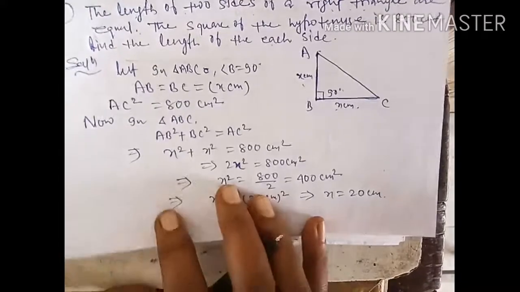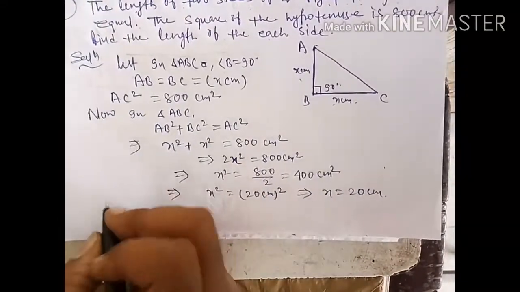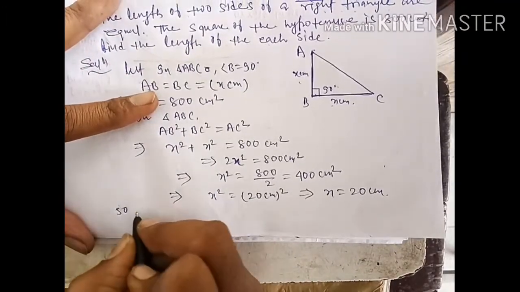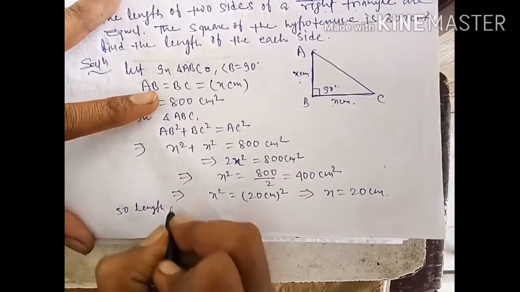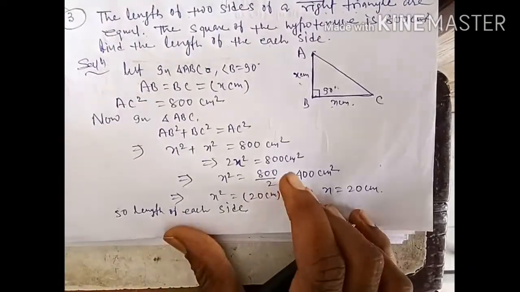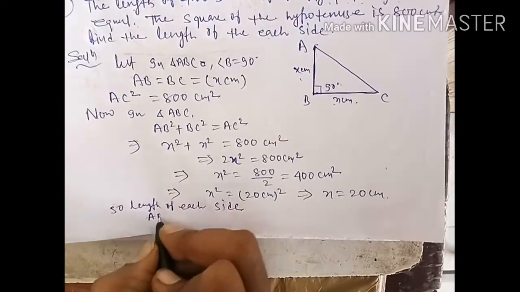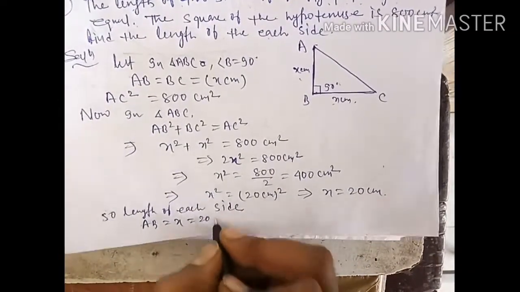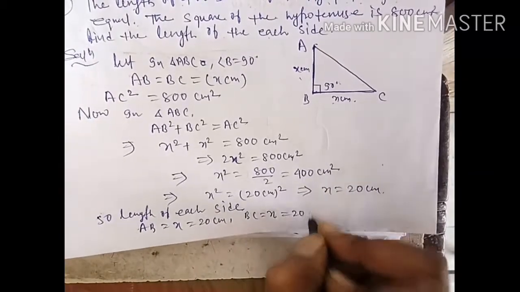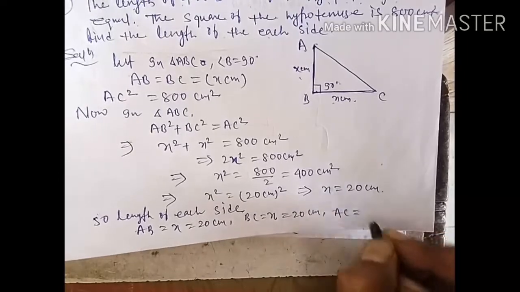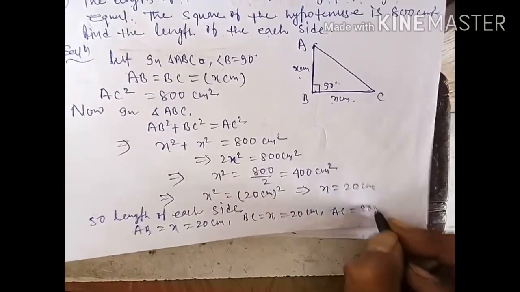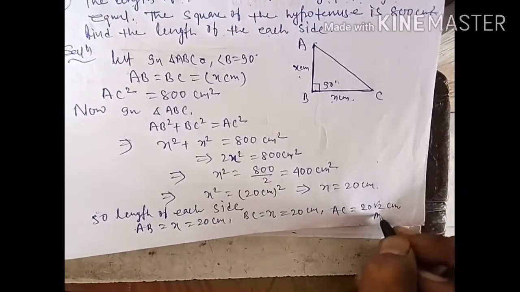So the length of each side. AB is equal to x is equal to 20 centimeter. BC is equal to x is equal to 20 centimeter and AC is equal to 20 and 20. When 800 is the square of what, it is 20√2 centimeter. This is the answer.